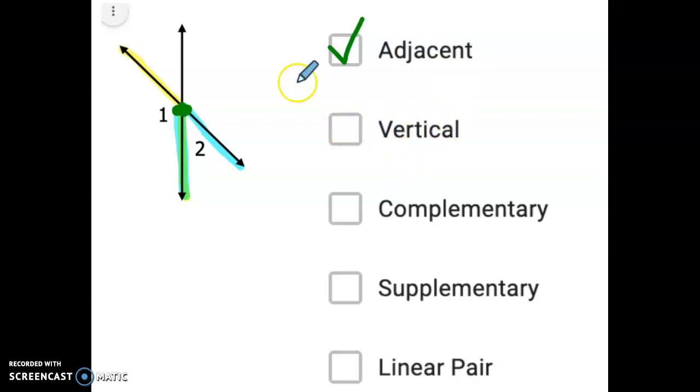Vertical angles, remember vertical angles are congruent and they are across from each other. So if we look at angle 1 and angle 2, they are not across from each other, so they are not vertical angles. So we don't want to check that on the Google form.